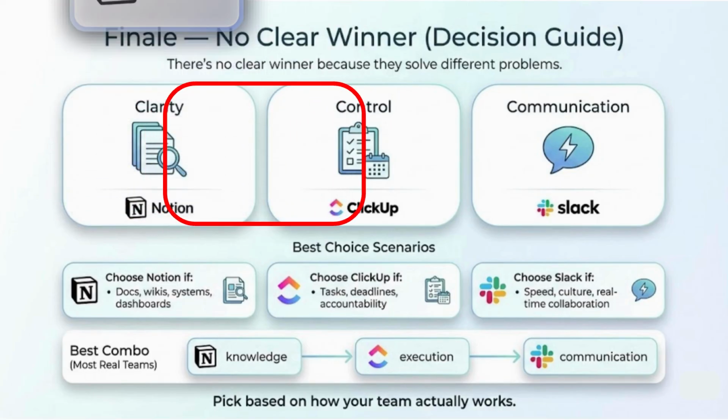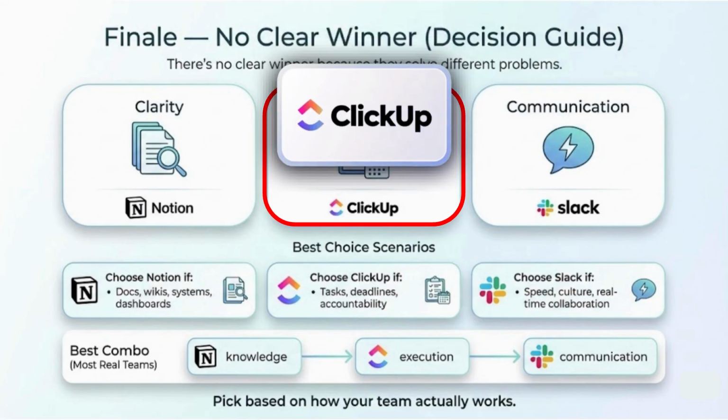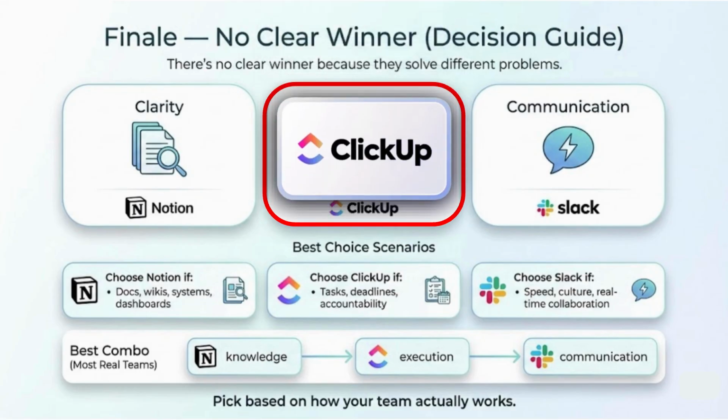If you want control, choose ClickUp. Now, if your team struggles with tasks not being completed, deadlines always slipping, nobody knows who owns what, then your problem isn't knowledge. Your problem is execution. That's where ClickUp shines. ClickUp is for teams that need task ownership, deadlines, workflows, progress tracking. If you manage multiple projects and you want everything to move like a machine, ClickUp is the tool.